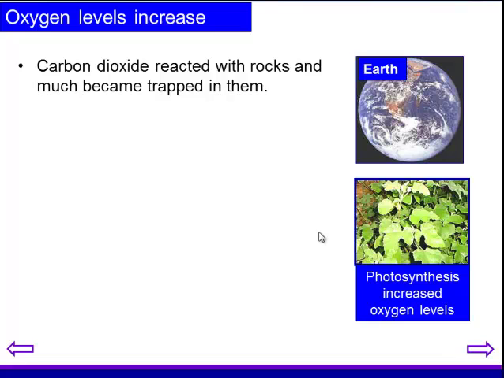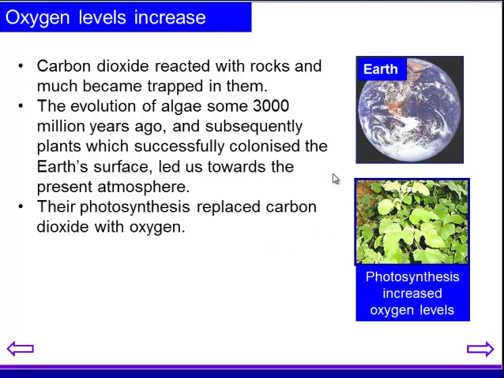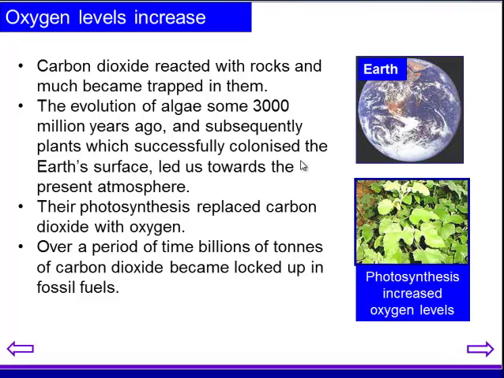Now, carbon dioxide reacted with rocks and became trapped in them, so that's one of the reasons why the carbon dioxide levels dropped down. Then, about 3,000 million years ago, algae and plants started to colonize the Earth's surface, and that meant that carbon dioxide was taken in and oxygen started to increase. Photosynthesis meant carbon dioxide was replaced with oxygen. And over a long period of time, carbon dioxide became locked up in fossil fuels as well. So the carbon dioxide levels were being reduced.